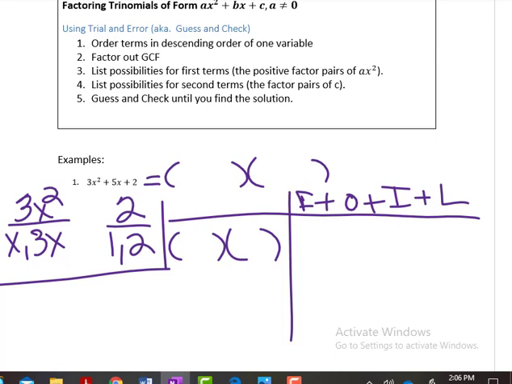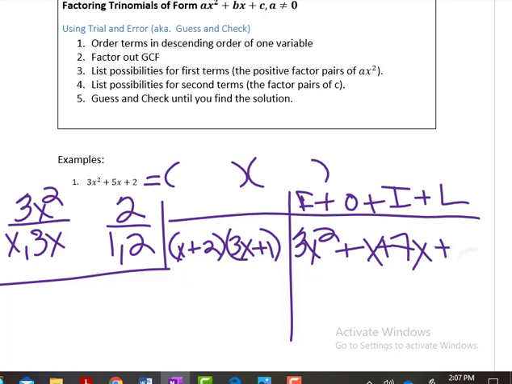Let's go ahead with the first pair. The only option we have for the first term from each binomial is x and 3x. Now let's look for a combination. We have 1 and 2, so let's go ahead and put plus 2 and plus 1. It's just an option. This is my first guess. Now let's check by FOILing. We have first 3x squared, the outer plus x, the inner plus 6x, and then the last plus 2.